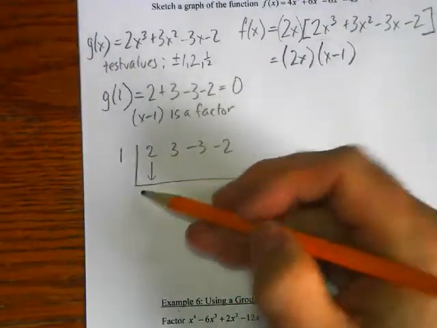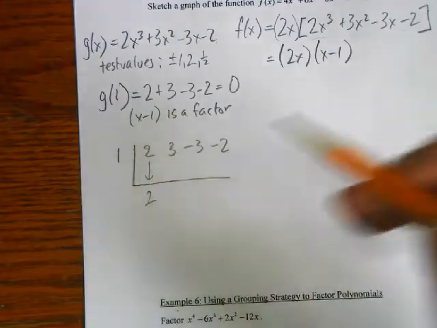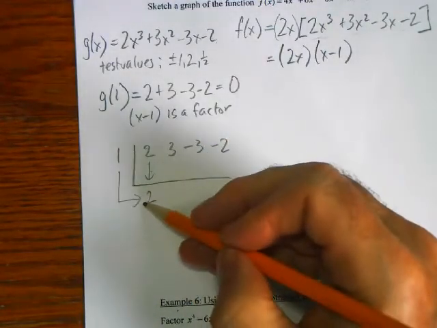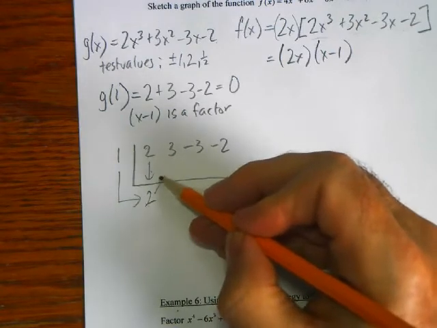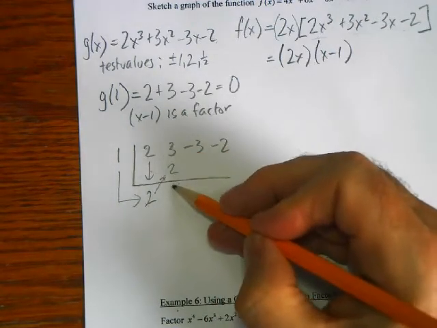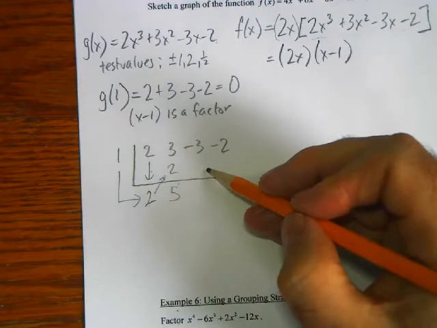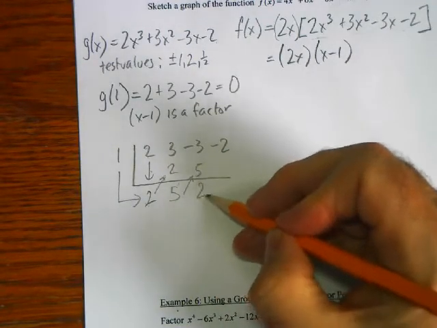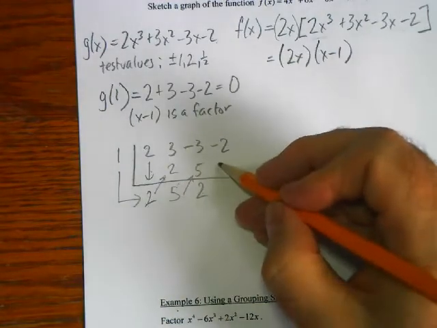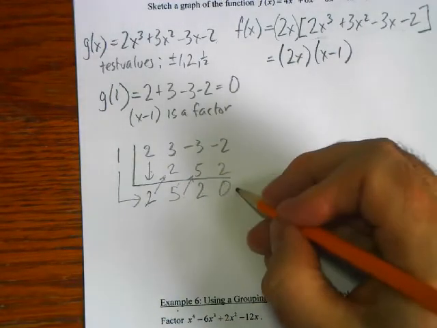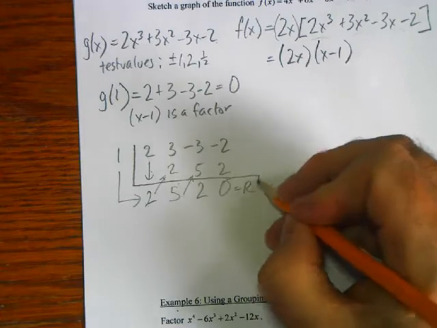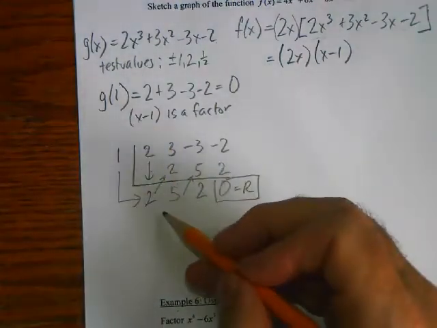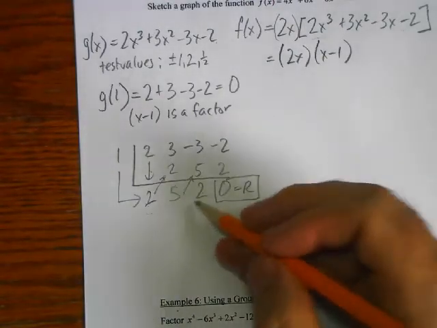So we bring this first digit down all the time, and then we multiply the results down here by 1. So 1 times 2 is 2. Add them. 1 times 5 is 5. Add them. 1 times 2 is 2. Add them. And there's your remainder, which we kind of knew ahead of time would be 0 because we knew this was a factor. So this is the result we're looking for.